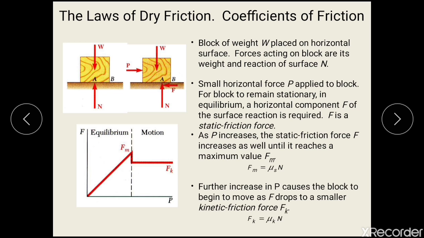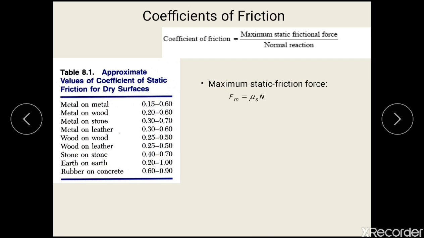So we need to know the difference between static frictional force and kinetic frictional force. Here, the coefficient of friction is the ratio of maximum static frictional force to normal reaction force. So the formula is also derived here. The coefficients of friction for some important surface contacts of different metals are listed in the table. Let's start with metal on metal, usually 0.15 to 0.6, and end with rubber on concrete, 0.6 to 0.9.